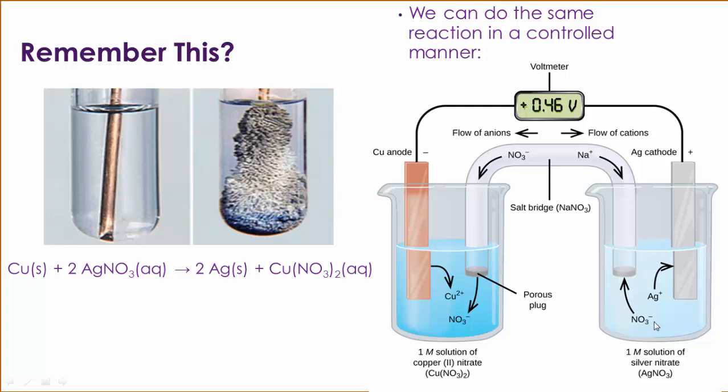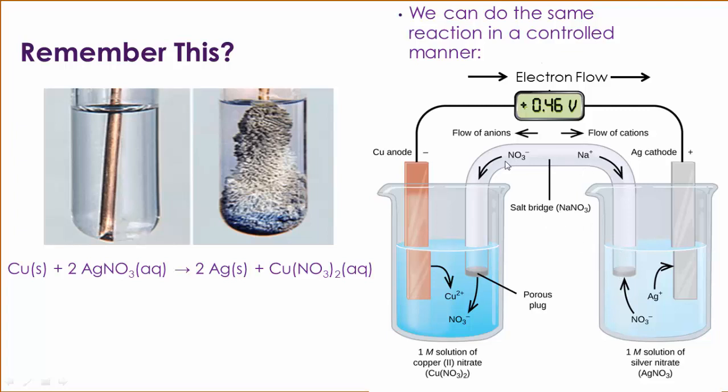And while this is happening, where do the electrons come from to reduce the silver? Well, they're actually flowing through this wire. And so we have a flow of negative charge across through this wire from one electrode to the other. Well, we can't build up that charge, so we have to have a flow of negative charge from here back into this solution. And this is accomplished through the salt bridge.